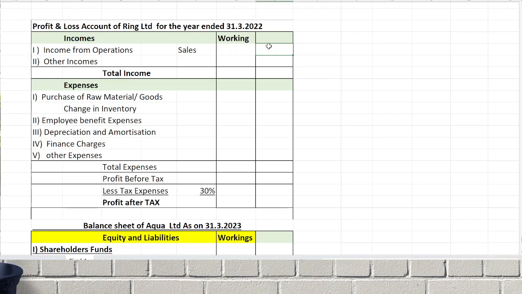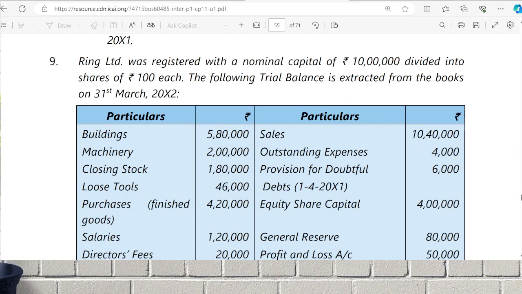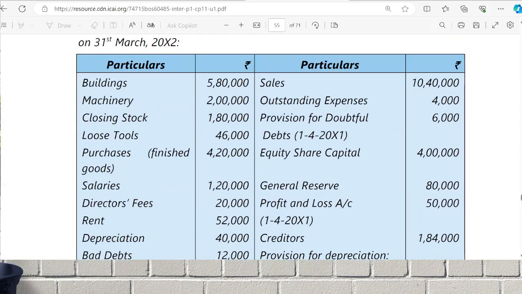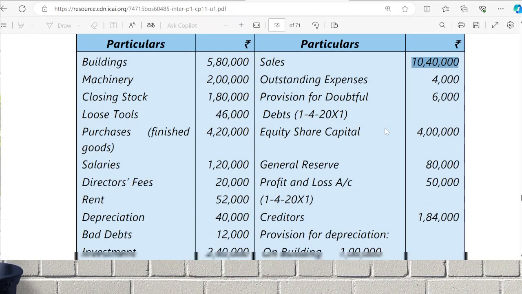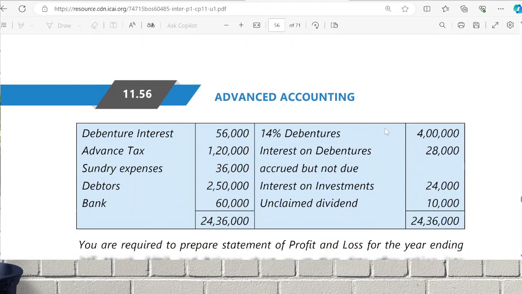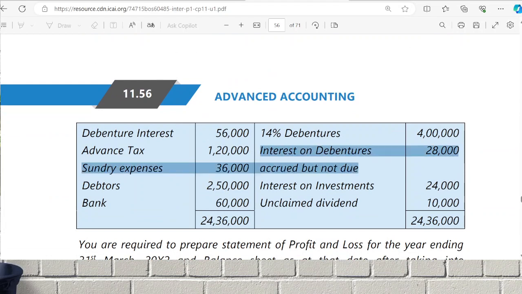What will come in operating income? Sales will come. How much sales? 10,40,000. Wait. Next, what else is given on the credit side? This is interest on debentures accrued but not due, which means we have not yet paid this 56,000.